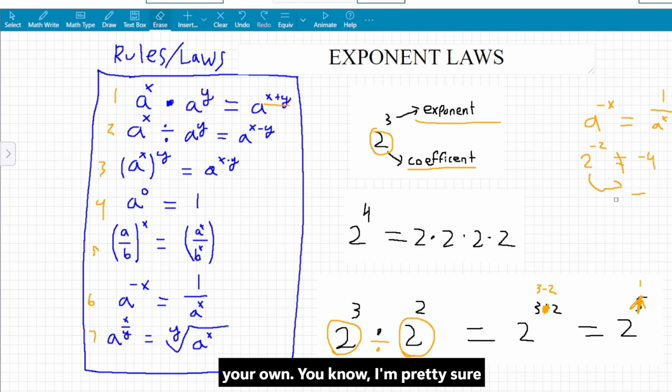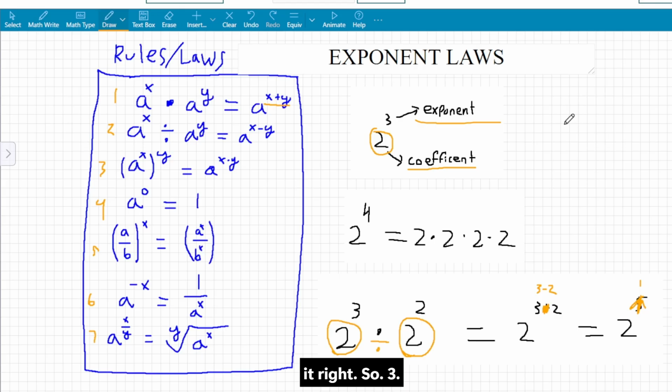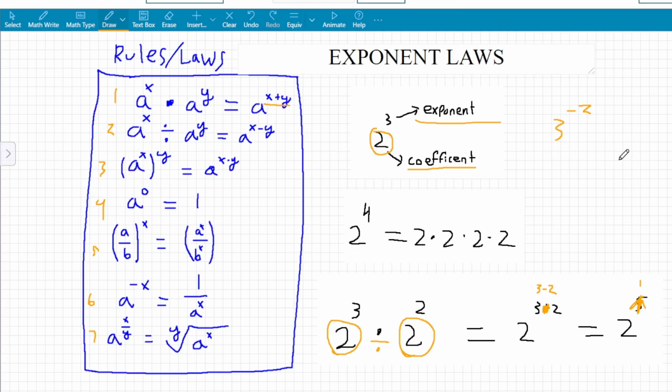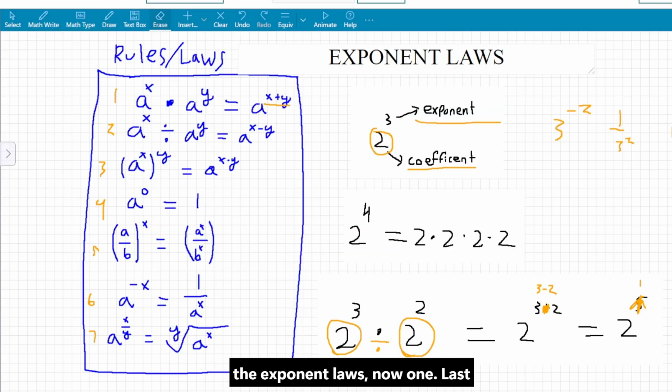Okay, just to test you, do this one on your own. I'm pretty sure you don't even need a paper for this one. Just pause the video and see if you get it right. So, 3 to the negative 2. What do you get? I'll give you 5 seconds. If you said 1 over 9, you would be correct. Good job. You have now mastered 6 of the exponent laws.